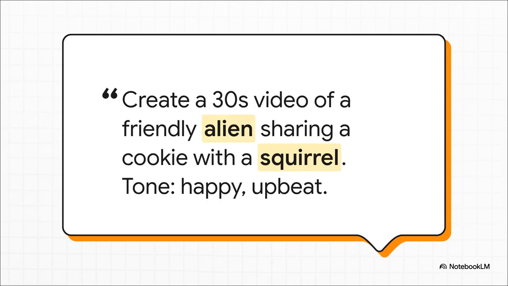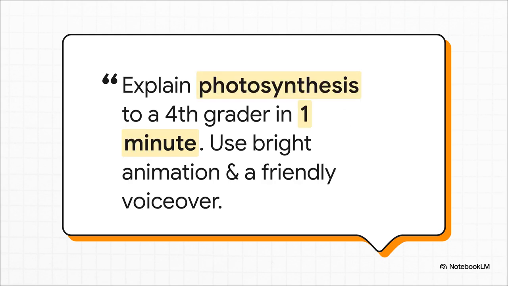So, for example, look at the ingredients in this prompt. You've got a specific length, 30 seconds. You've got clear characters and an action, an alien sharing a cookie with a squirrel, and a defined tone, happy and upbeat. You're basically giving the AI the perfect recipe to follow. Or you can use it for something educational. Again, it's the details here that make all the difference. You've got the length, a very clear audience, a 4th grader, and you're even directing the style, asking for bright animation and a friendly voiceover. This is how you steer the AI to create something that's actually helpful.